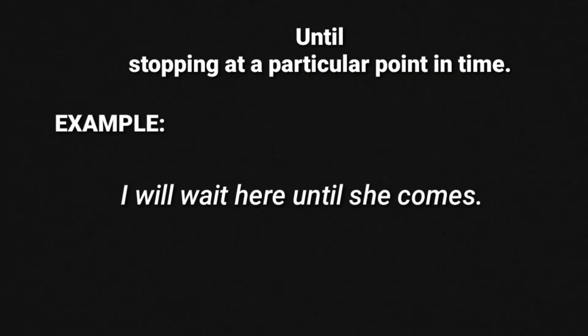Until. It means stopping at a particular point in time. To use until, remember this pattern. For example, I will wait here until she comes. The first action here is I will wait here, and the second action here is she comes.